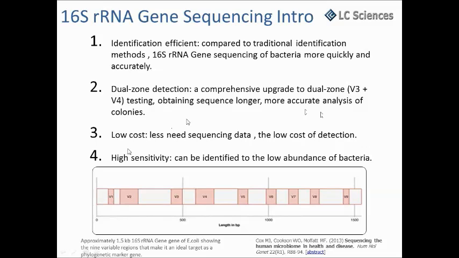And also we just sequence the one amplicon and have a very deep, very high coverage. So the cost will be low, and also due to the deep sequencing, due to the high coverage, we have high sensitivity, so even low-abundance bacteria can be identified.